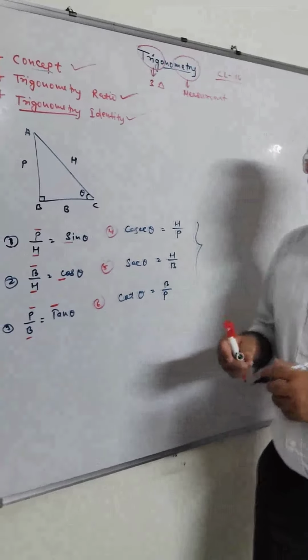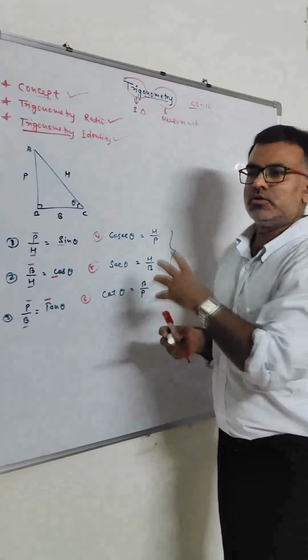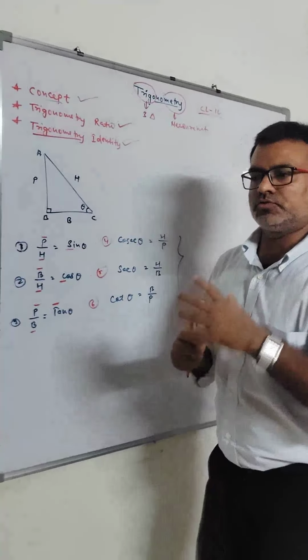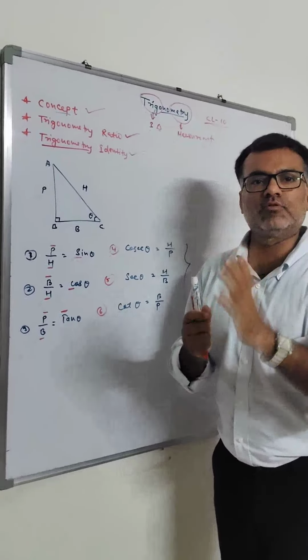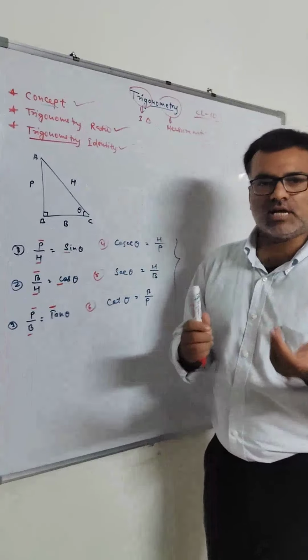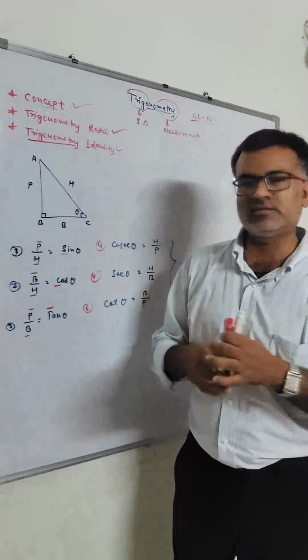So these are the 6 trigonometric ratios which we will discuss throughout this chapter to solve our numerical portion, to solve our proofs. Basically in this case, students face many problems in proofs. So in the next lecture I will give you the solution for how to solve that, प्रूफ दैट कैसे solve करेंगे, ठीक है?